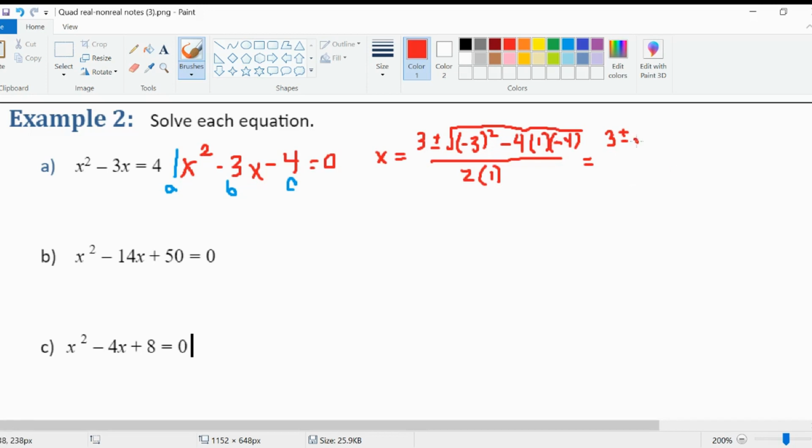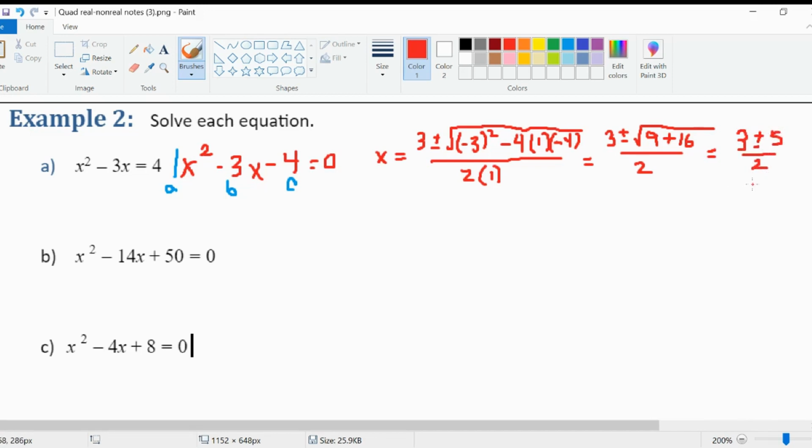So underneath my radical, I'm going to have a 9 plus 16, all over 2a, which I'm just going to write as 2. And we continue. 9 plus 16 is 25, and when you square root 25, that's going to be 5. So we're going to have 3 plus or minus 5 over 2.